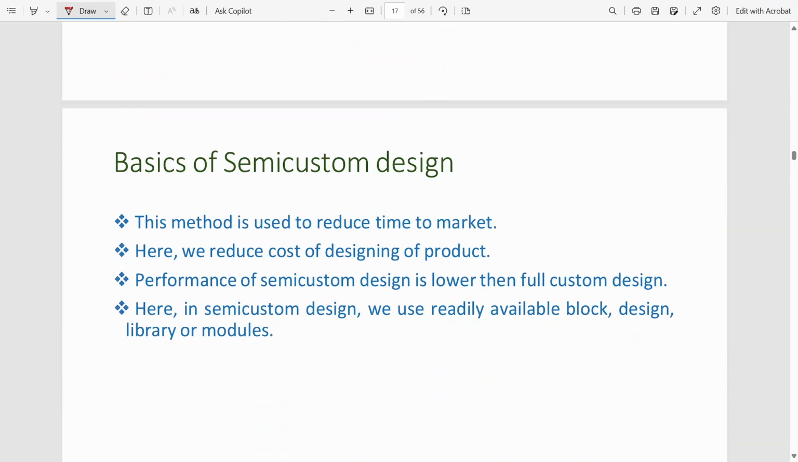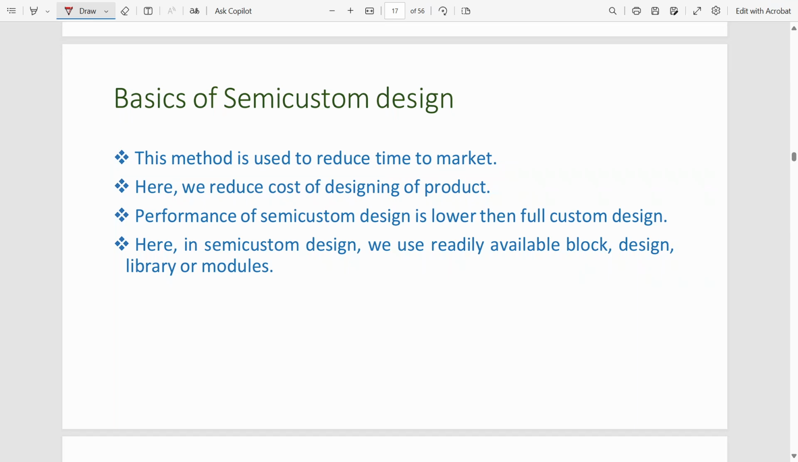Okay, so semi-custom design I told you. So what is semi-custom design? By using semi-custom design they will reduce the time to market. As I told you in the example, suppose iPhone is there. iPhone will take one year to make the product and release it into the market. If you take, suppose, Oppo, Vivo and MI phones, within 6 months they will release 2 or 3 models.